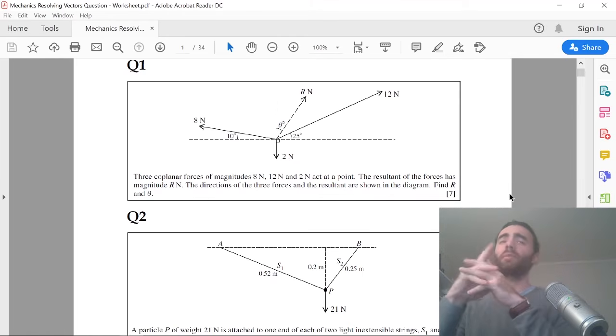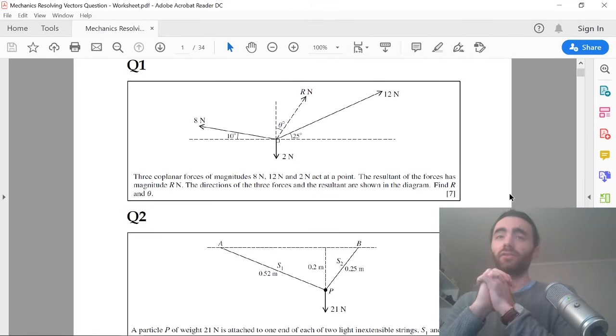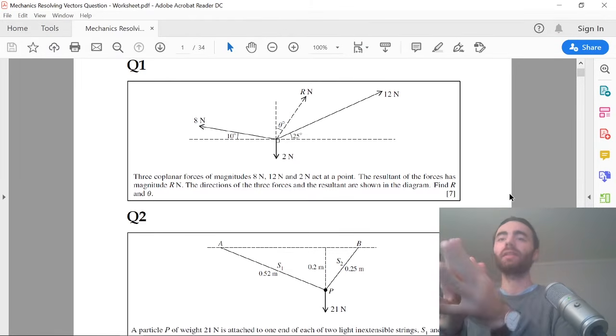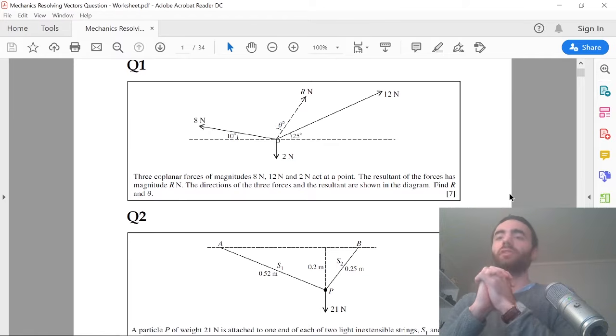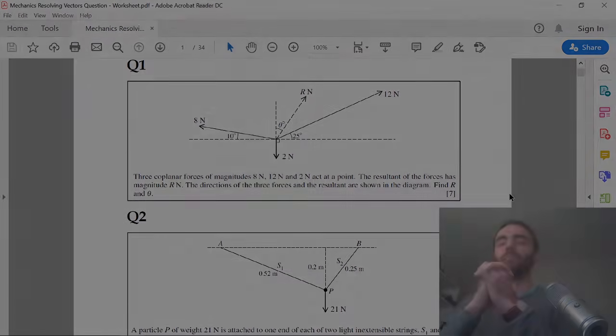In this video, I'm going to be telling you how to answer the resolving vectors question in your final mechanics exam. The question looks something like this, and it comes out every single year. So if you want to learn how to get this down and get 100% on this question, then stick around for the video.